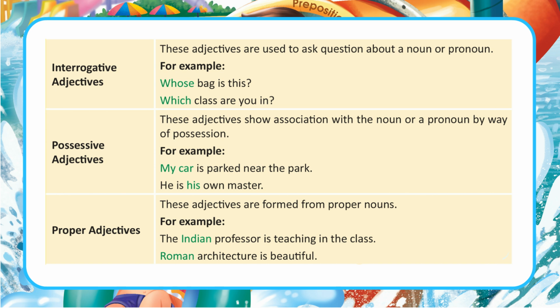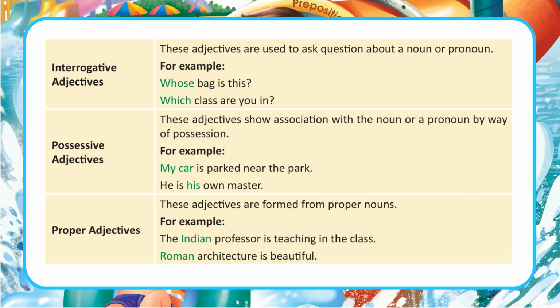Possessive adjectives. These adjectives show association with the noun or a pronoun by way of possession. For example, my car is parked near the park. He is his own master. Proper adjectives. These adjectives are formed from proper nouns. For example, the Indian professor is teaching in the class.